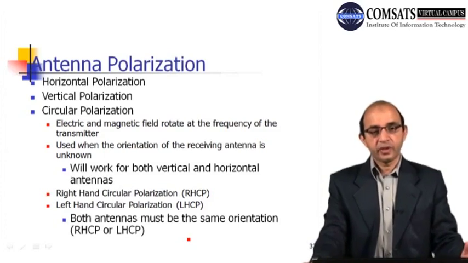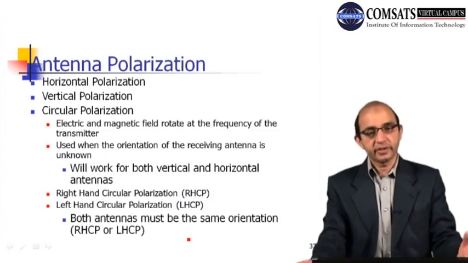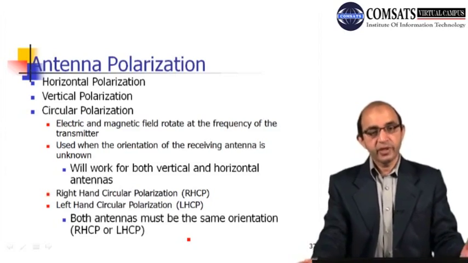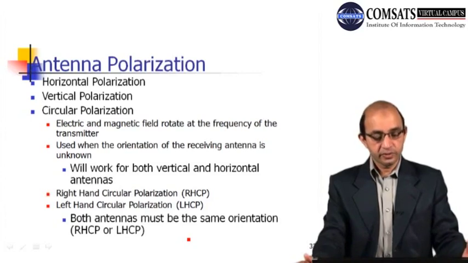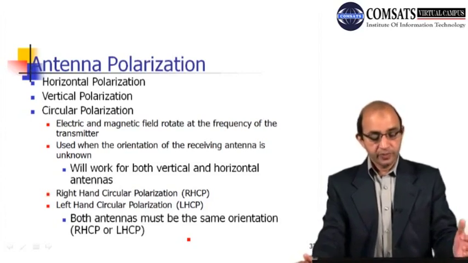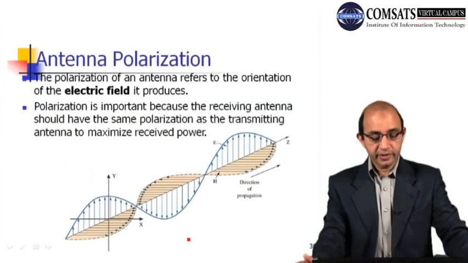As we know, when the energy is being radiated into the free space or outer space as an EM wave, the electric and magnetic fields rotate at a certain frequency, right? So circular polarization is used when the orientation of the receiving antenna is unknown. We can have right hand circular polarization and left hand circular polarization. So if I go back, you can see that we have the polarization.